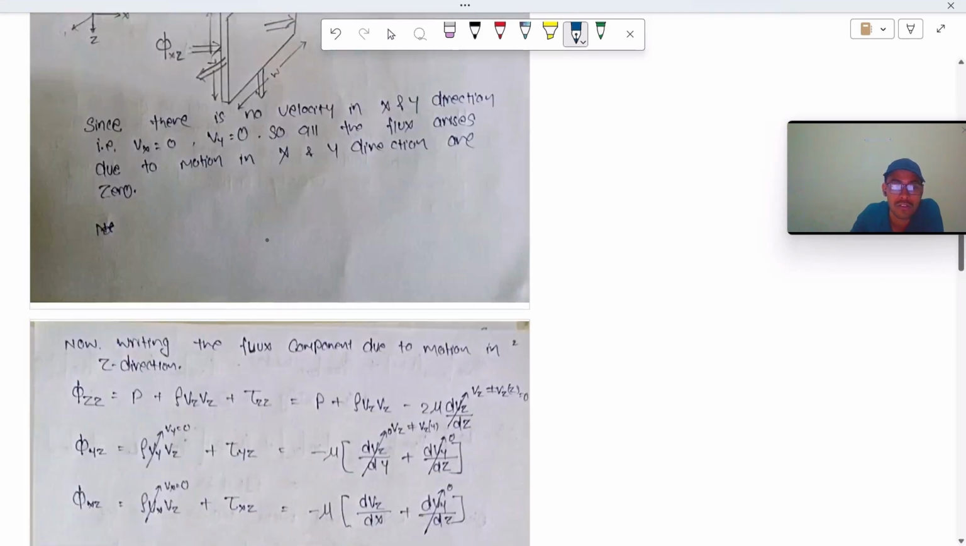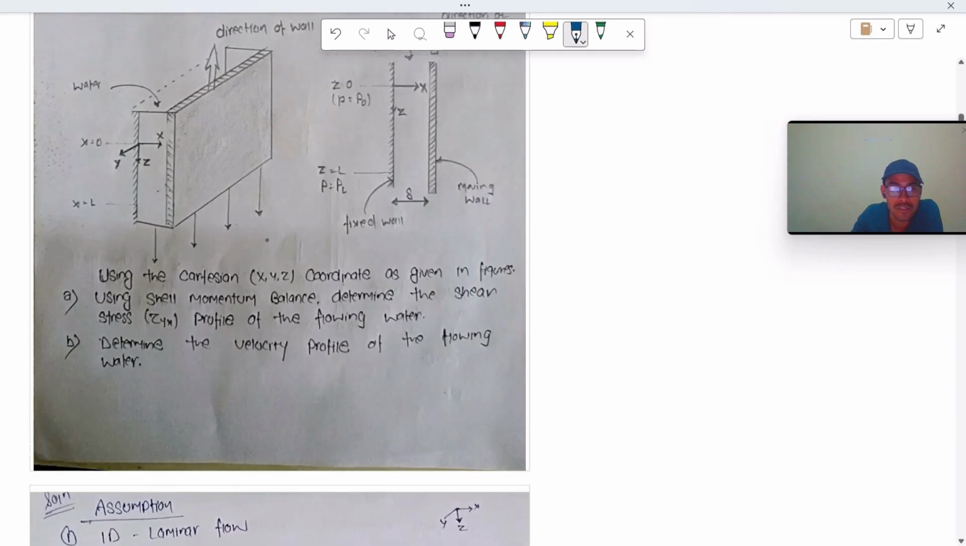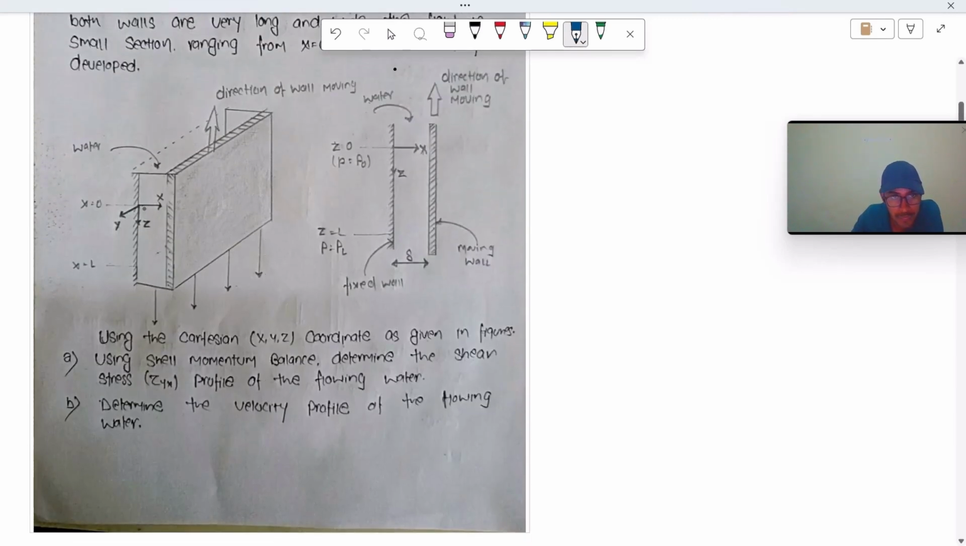Now writing the rate of momentum in these directions. In this system, this is the z direction, and in the z direction, at the input at z equal to 0, we write the momentum balance in, and at z equal to L, we write the momentum balance out.